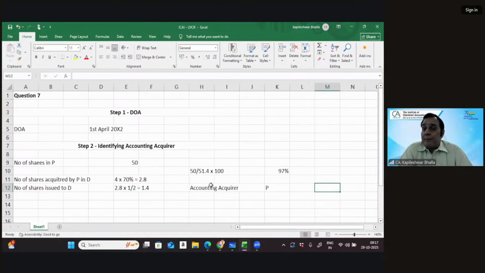What is the total capital base of P post the business combination? Because I wanted to identify that once the shares are issued by P to D, it leads to a dilution of holding. And once it leads to a dilution of holding, still he is in control of that company. And since it is in control of the company, he becomes the accounting and the legal acquirer.